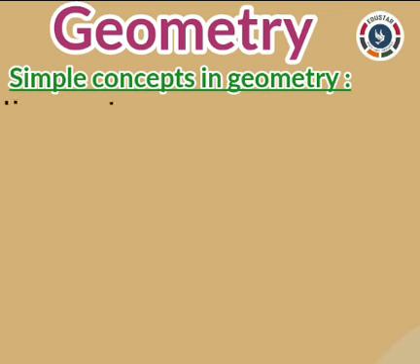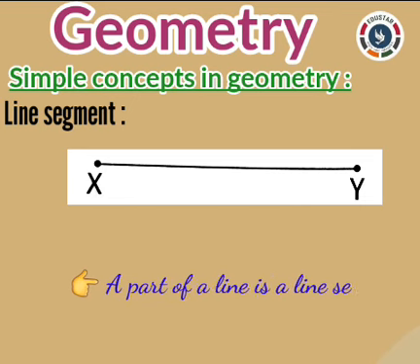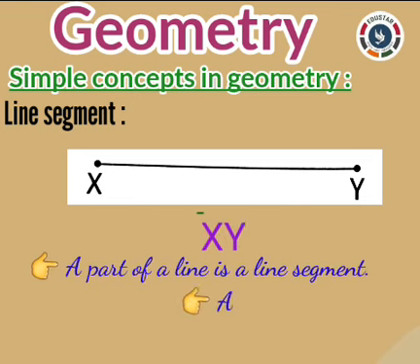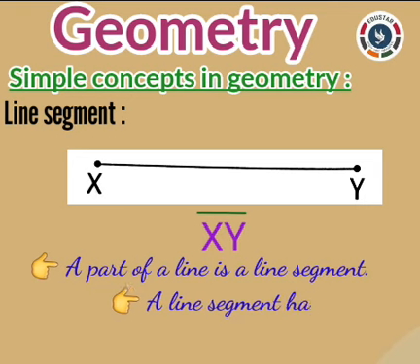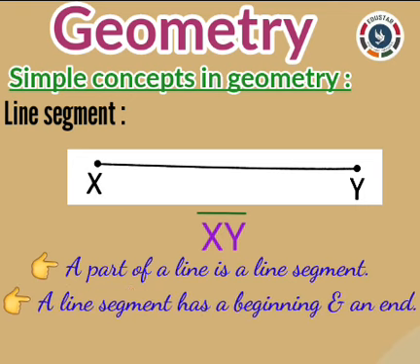Next, line segment. A line segment is a part of a line. This line segment is denoted like this. This XY is a line segment. A line segment has a beginning and an ending.